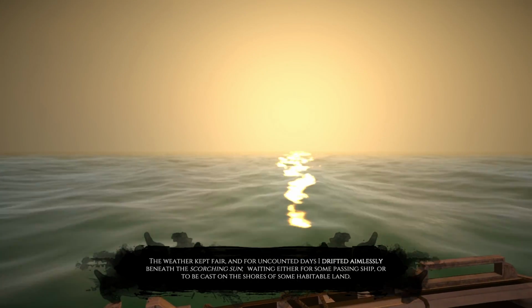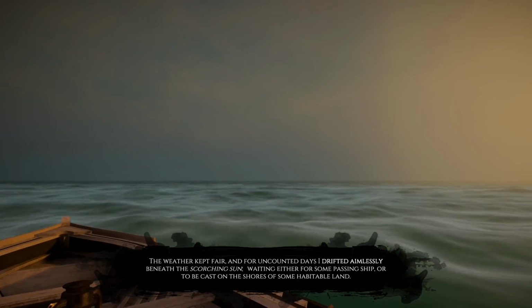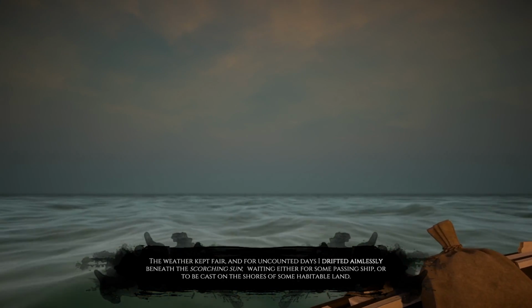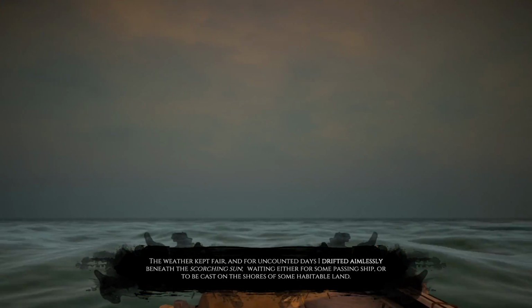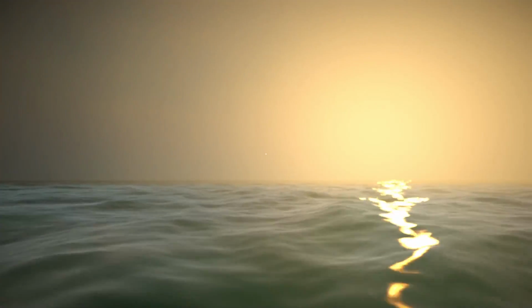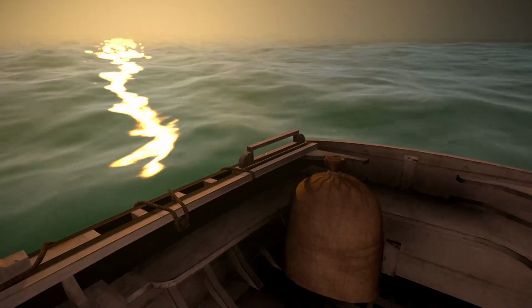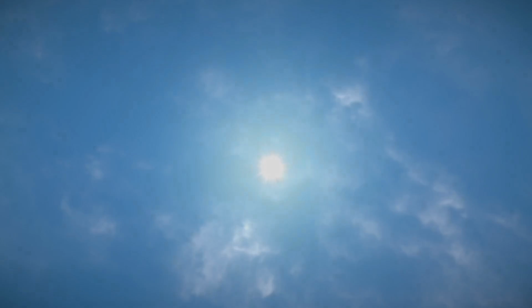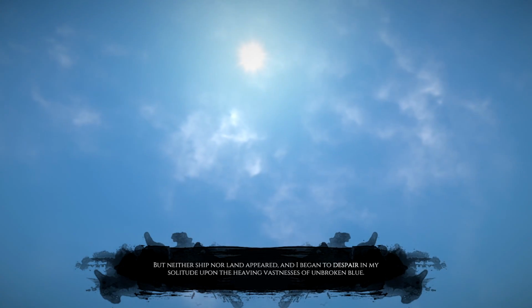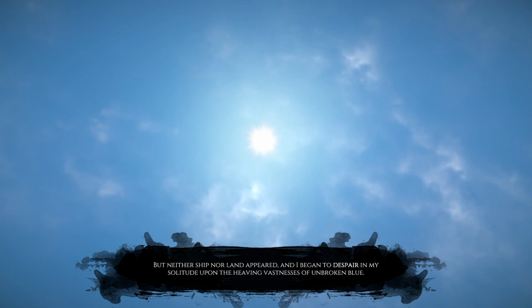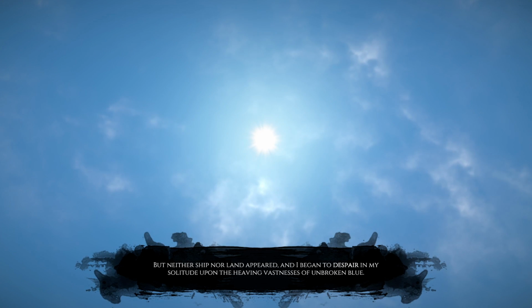The weather kept fair, and for uncounted days I drifted aimlessly beneath the scorching sun, waiting either for some passing ship or to be cast on the shores of some habitable land. But neither ship nor land appeared, and I began to despair in my solitude upon the heaving vastness of unbroken blue.